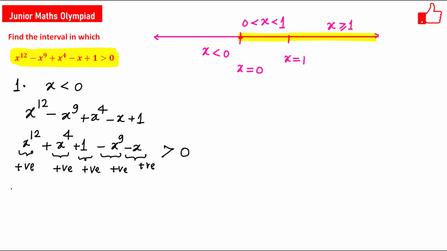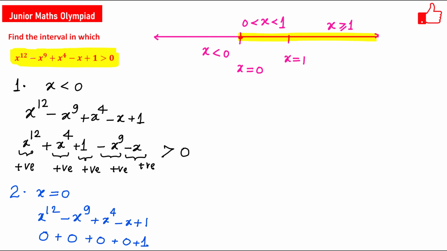Now let us consider case 2, that is when x is equal to 0. So the expression is x raised to the power 12 minus x raised to the power 9 plus x raised to the power 4 minus x plus 1, and now if you put x equals to 0, all the terms are 0 except the last term which is 1, and that is greater than 0. This means for x equals to 0 also this expression is a positive quantity.